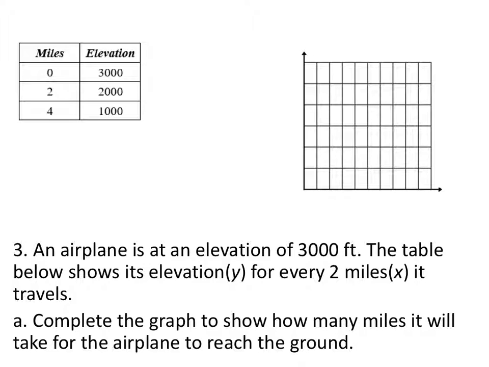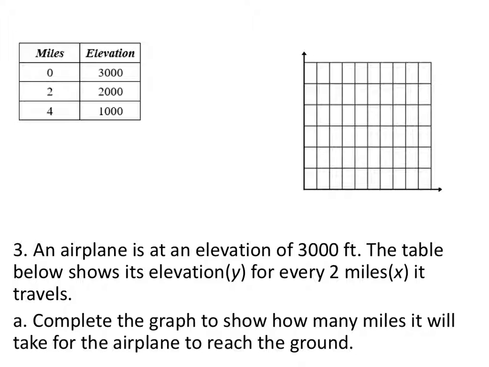Number 3, an airplane is at an elevation of 3,000 feet. The table below shows its elevation y for every 2 miles x it travels. Part A, complete the graph to show how many miles it will take for the airplane to reach the ground. All right? Take 1 minute to finish this graph with your neighbor.